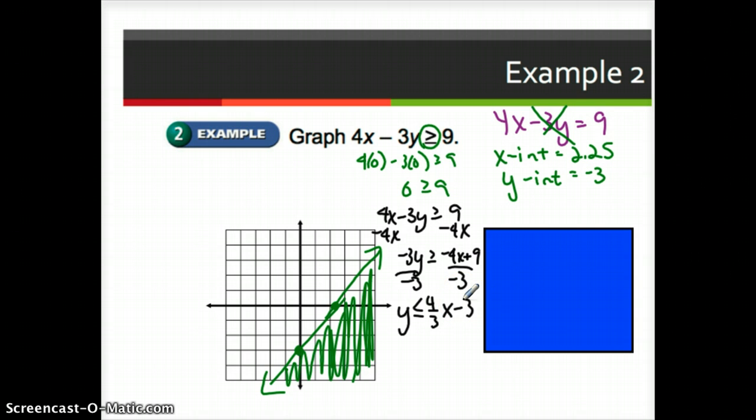So if I graph that, I'm going to start at negative 3, go up 4, 1, 2, 3, 4, over 3, 1, 2, 3, which is exactly the same as the line that I already have. So that's good. And I would shade underneath it. Okay, let's look at a word problem.